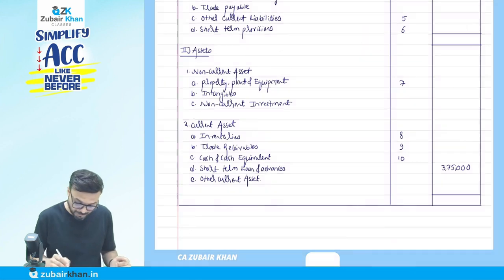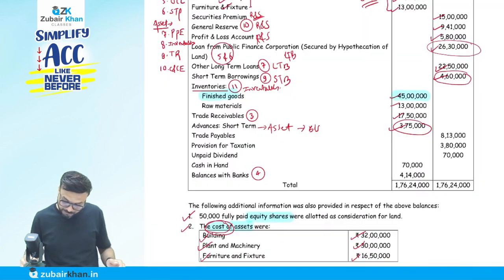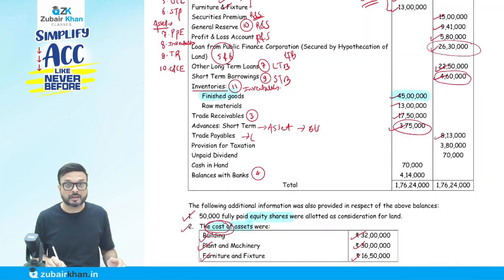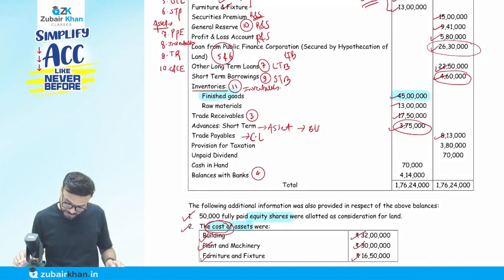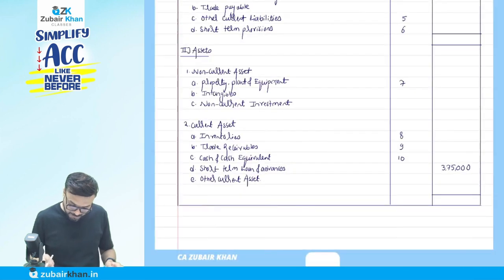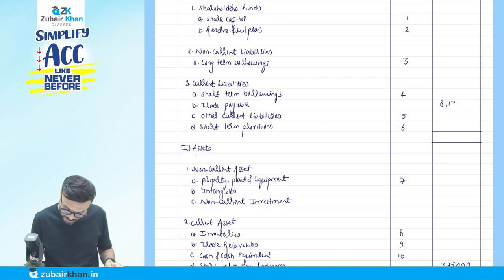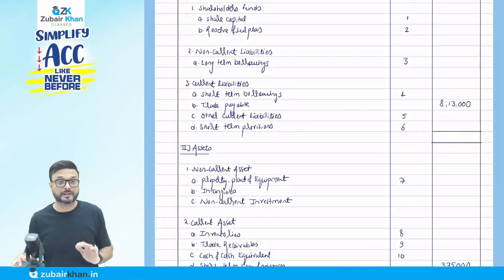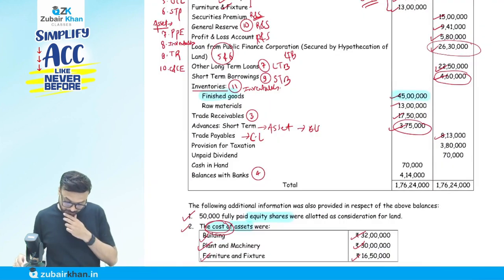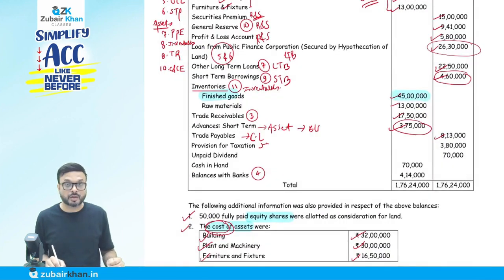Okay, simple. Then we have here trade payable, current liability. How much trade payable? 8,13,000. So current liability 8,13,000. Write down trade payable. No notes to account on it. Okay, done. Then we have here provision for taxation, short term provision. We prepare notes to account on it.